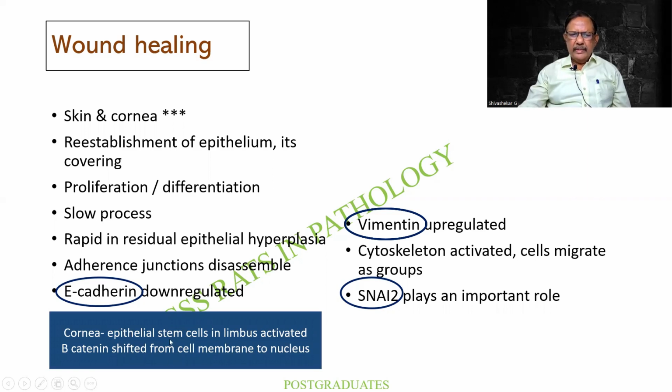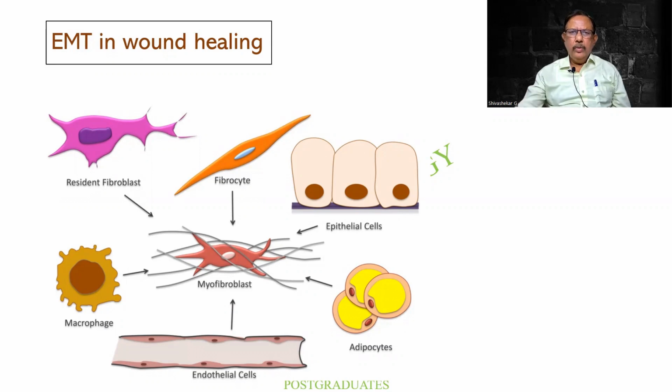And some people say that the stem cells have got a role to play. In the cornea, from the limbus, it moves and it becomes active. Now, this is the epithelial mesenchymal transition in wound healing. There is a big paragraph, but I have replaced it with a picture. You find that there is the endothelial cell. From the endothelial cell, there can be a migration. You can get what is called a myofibroblast. Or the macrophage can change. The fibrocyte can change. The epithelial cell itself undergoes a transition. And the adipocytes also can change. And so also the resident fibroblast.